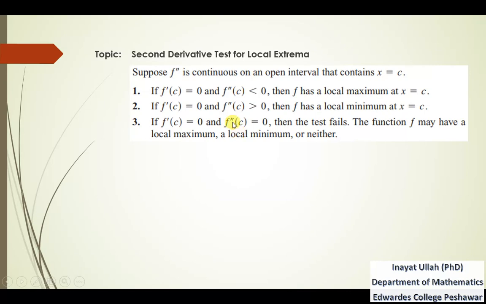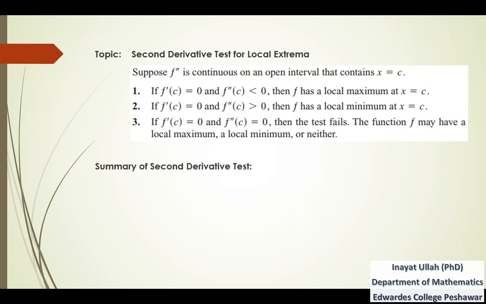And whenever the second derivative is 0, then we say that this test fails there. The second derivative test fails whenever the second derivative of the function is 0. Then we say that the function may have a local maximum, a local minimum, or neither.